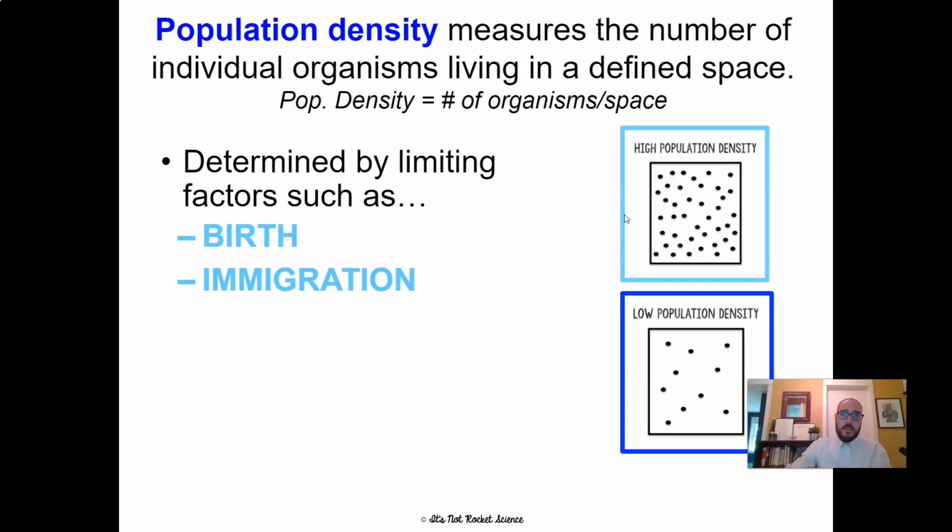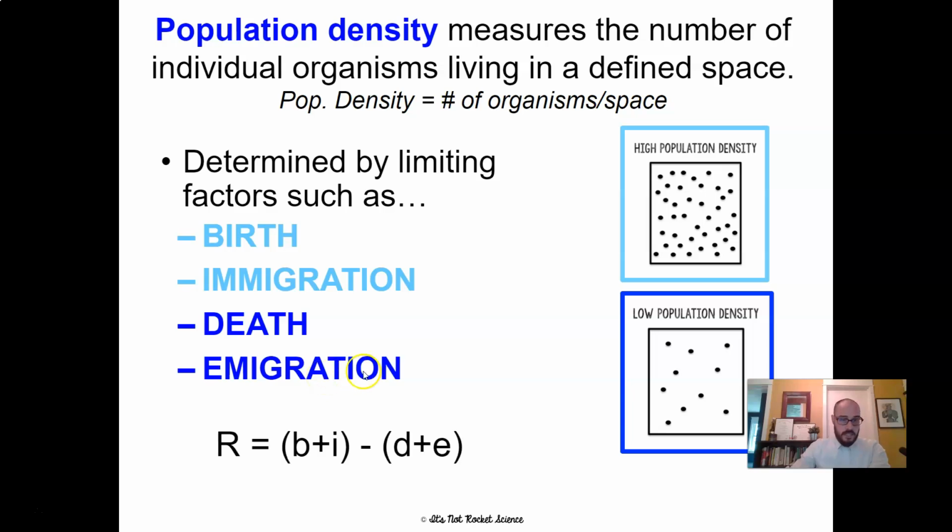And population density can be limited by the amount of births that are happening in an area, the amount of immigration that's happening into an area, so the amount of organisms moving into the area, the amount of death that's happening in the species we're looking at, and the amount of emigration that's happening in an area. So that would be things moving out of an area.